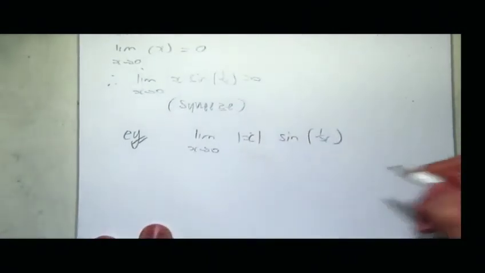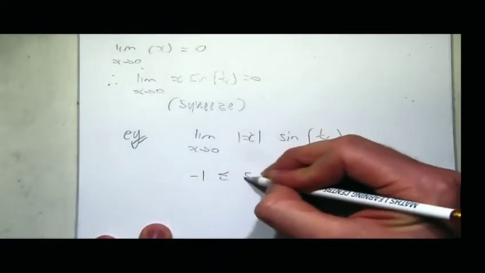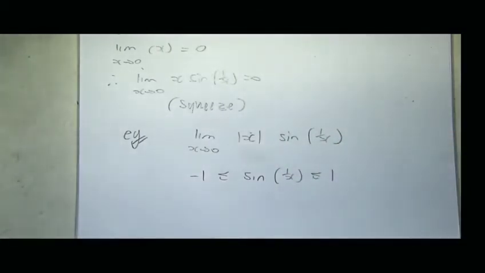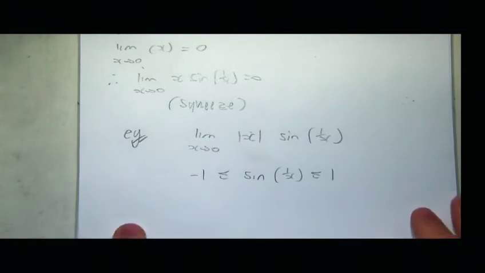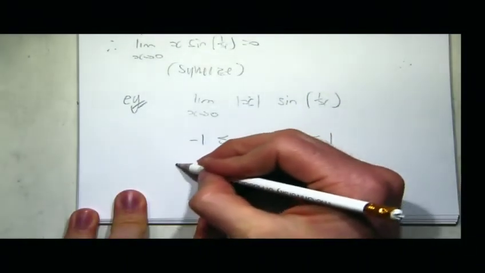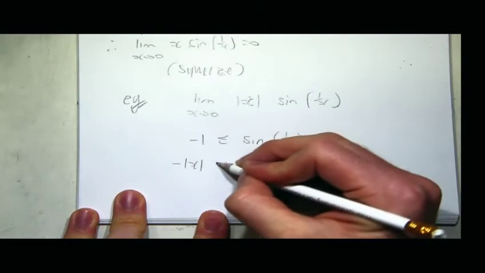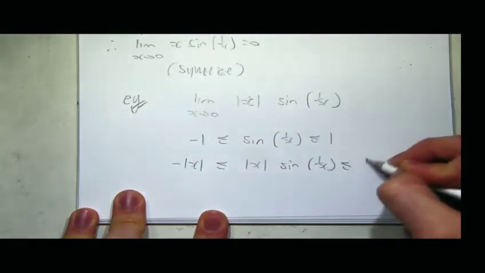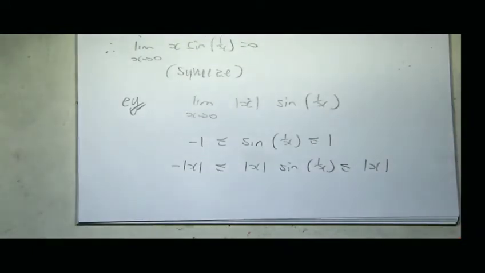But with an absolute value on the x. This one's easier. So my sine 1 over x is still between 1 and minus 1. It's always between 1 and minus 1. And I multiply everything by mod x. And mod x is positive, so I don't have to worry about flipping inequality signs, because mod x is always positive.